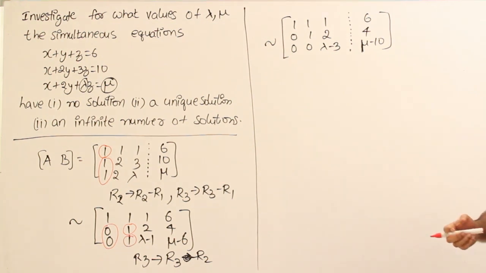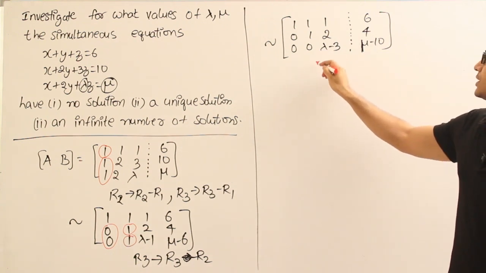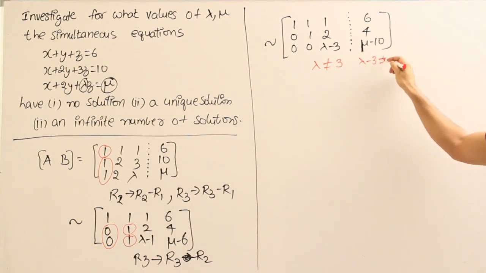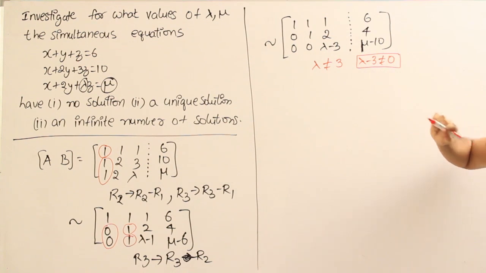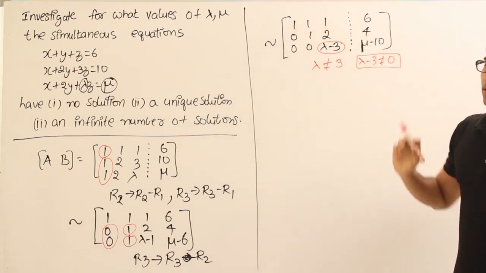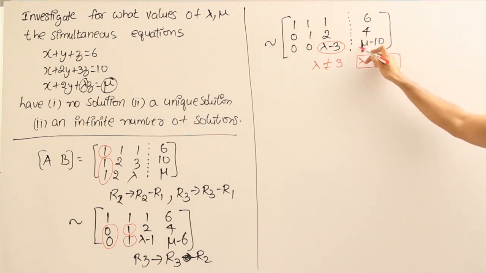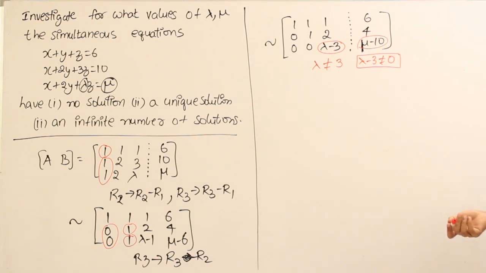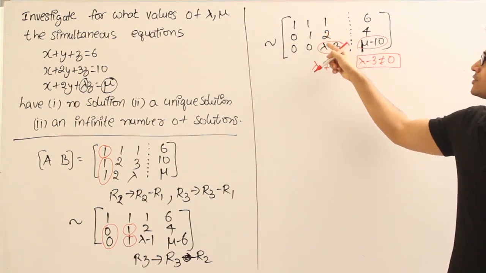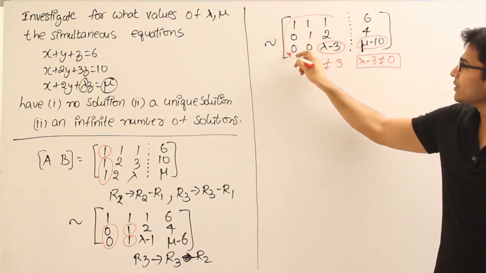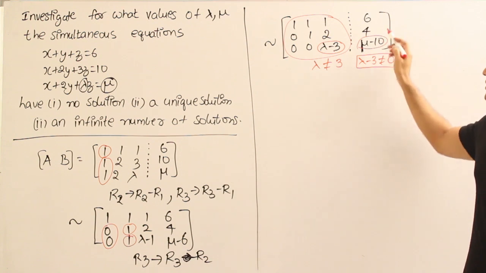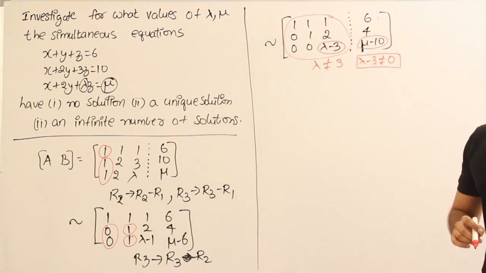So see this, now let's see, if lambda is not equal to 3, then what happens? Then lambda minus 3 will not be equal to 0. So what does it mean? If this particular element is a non-zero element, then it is already in echelon form, irrespective of what value is here. If this one is not equal to 0, then the number of non-zero rows in A is equal to 3, as well as the number of non-zero rows in AB is also equal to 3.